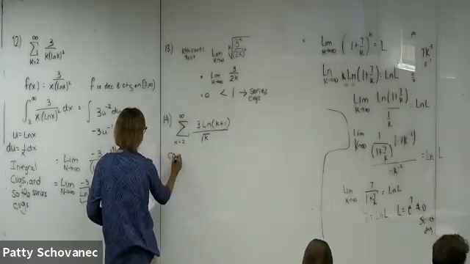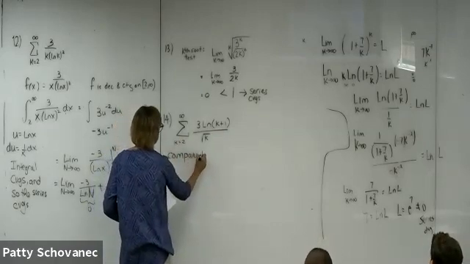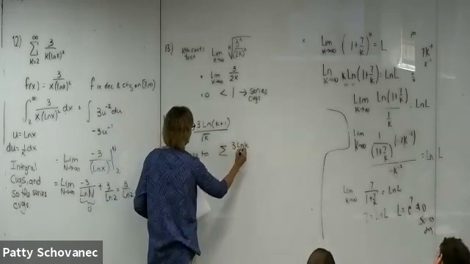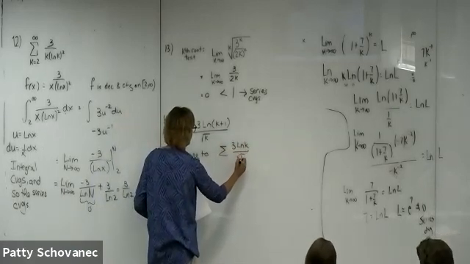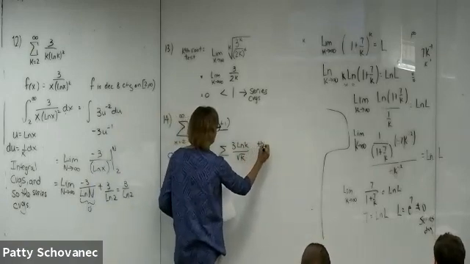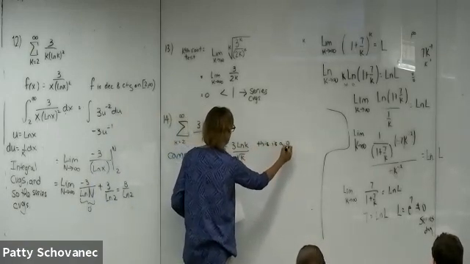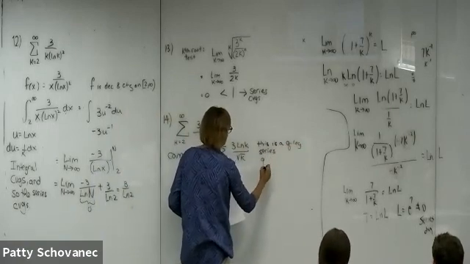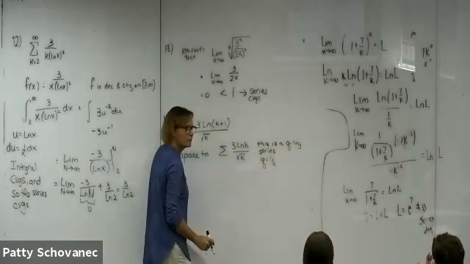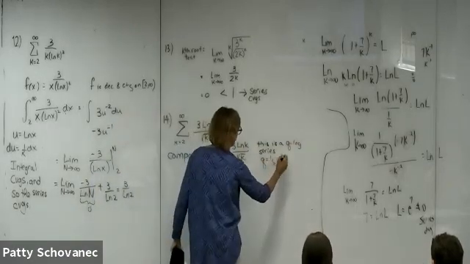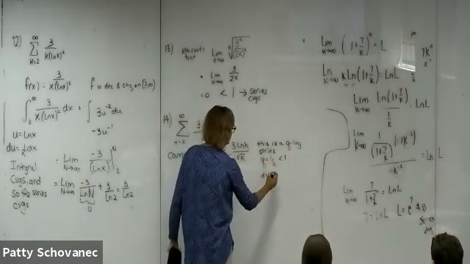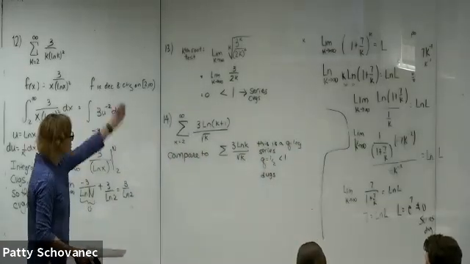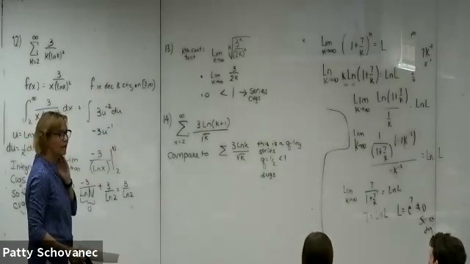So we're going to compare to the series, and keep the 3, natural log of k over square root of k. This is a Q log series. Q is a half, which is less than 1, so it diverges. The 3 is a constant, so you could take it off. It just makes it easier to compare size now.